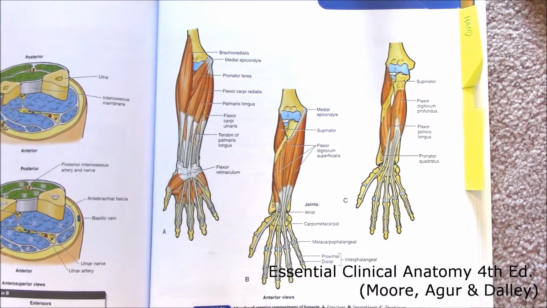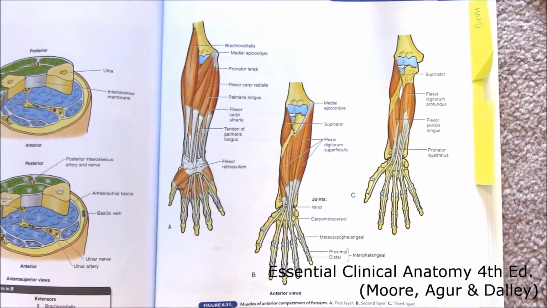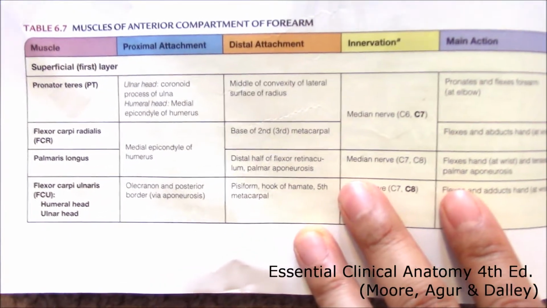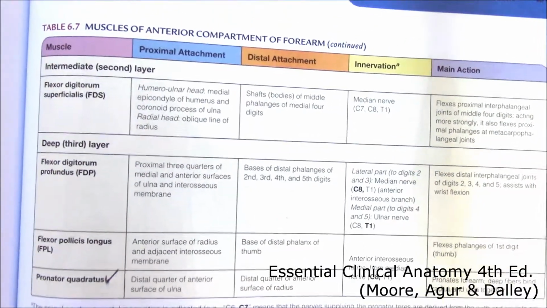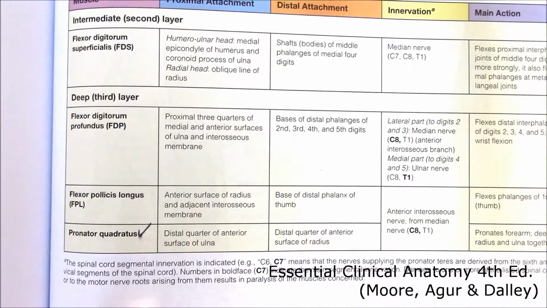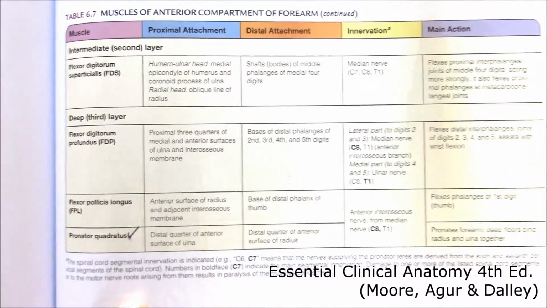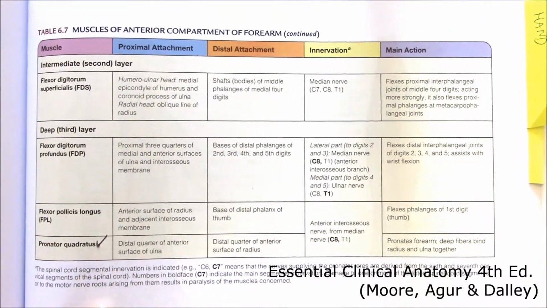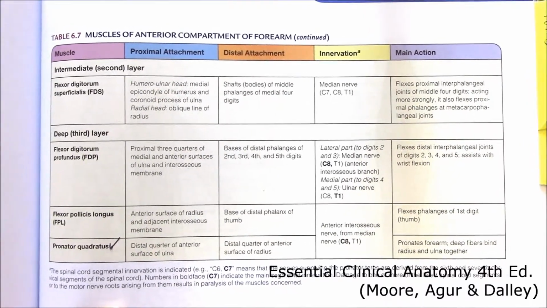So if you open up your textbook, your textbook organizes information according to body region, in this case the arm. Within each region, the information is organized according to different layers. So there is the superficial first layer, the intermediate second layer, and also the deep third layer. And within each layer, there are certain muscles that are in that layer, and there is certain information provided for each muscle. So that's the proximal attachment, the distal attachment, innervation, and main action.